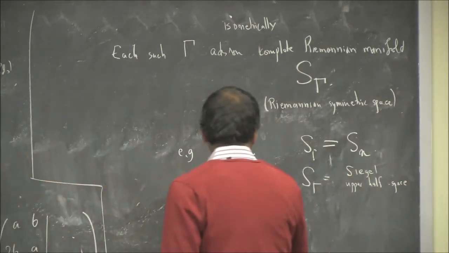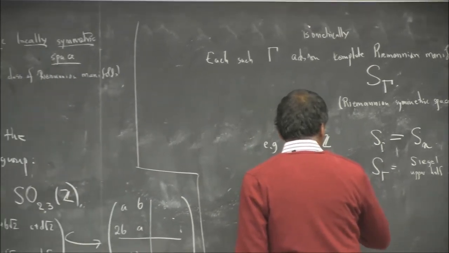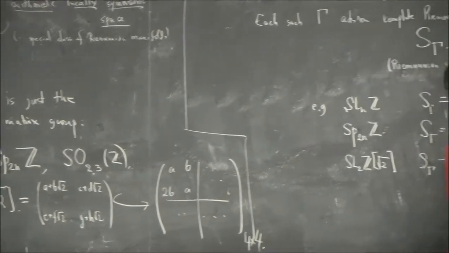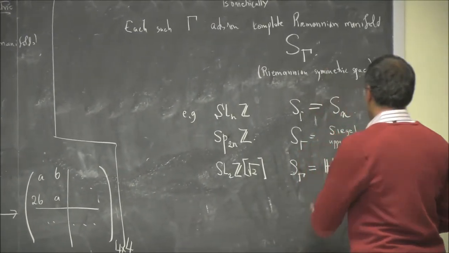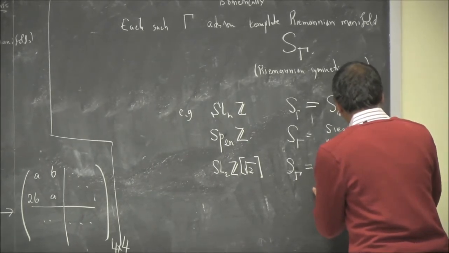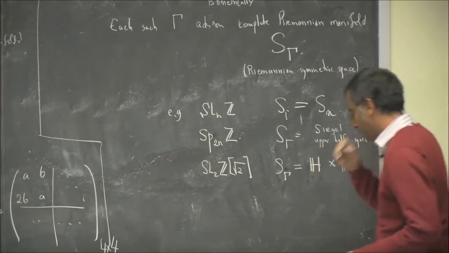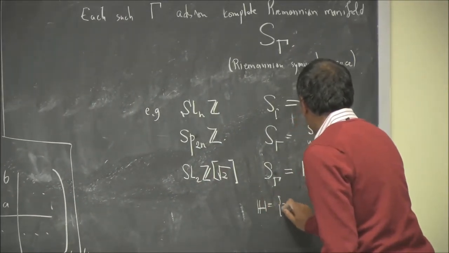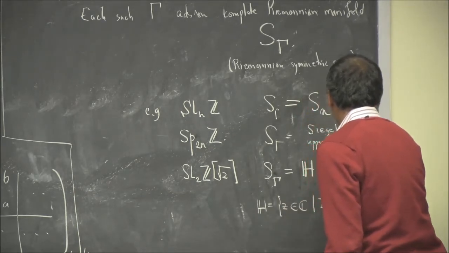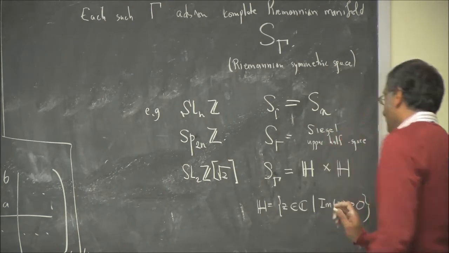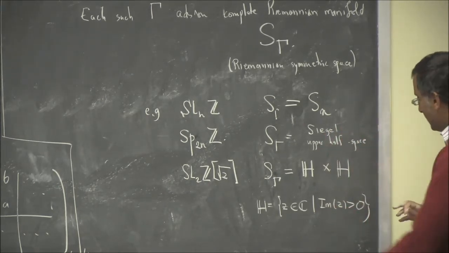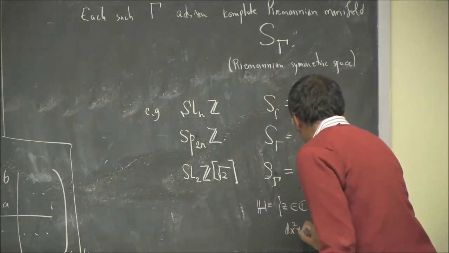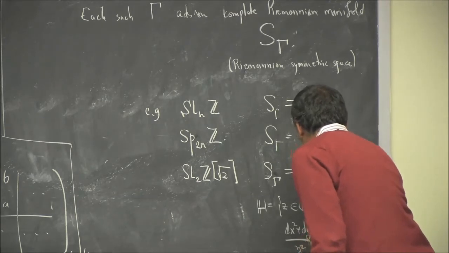This example here, SL2 of Z[square root 2], let me talk about this one in a bit more care. The symmetric space is the product of two copies of the upper half plane. Let me talk through that one a little bit more. Upper half plane means those things in the complex numbers with positive imaginary part. This is usually equipped with this metric of constant curvature minus 1, which is given like this.